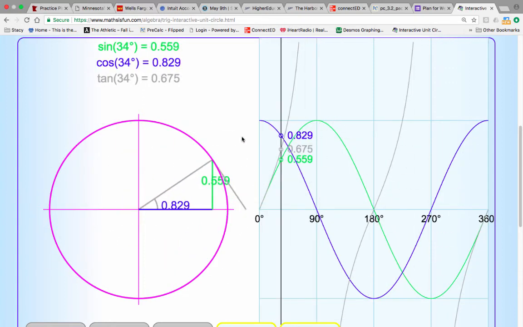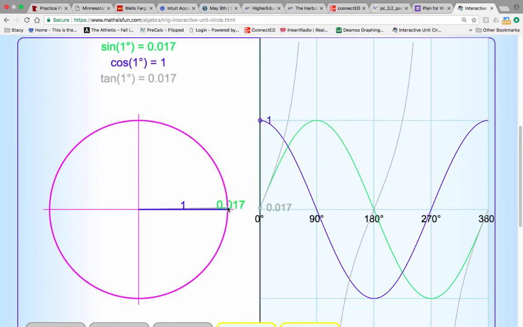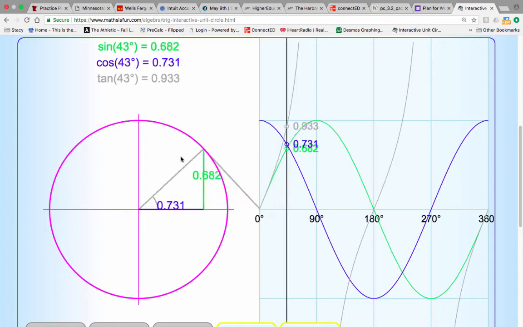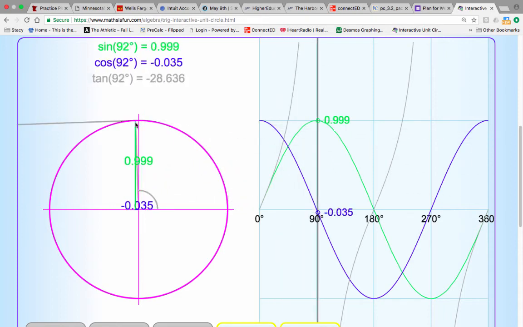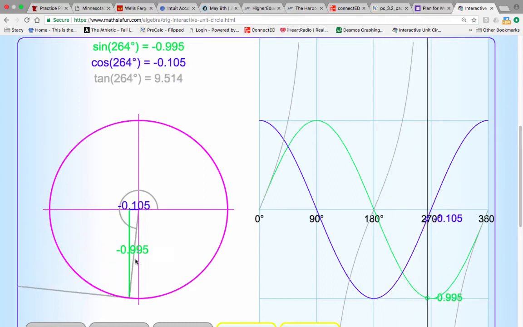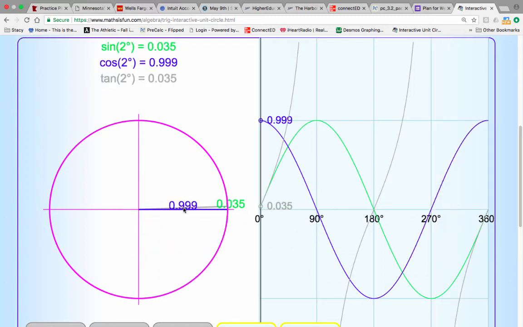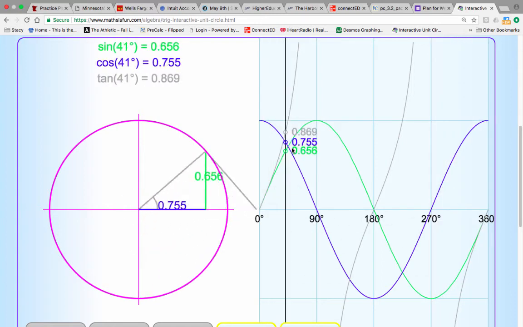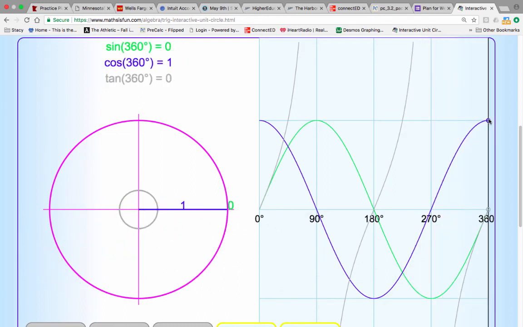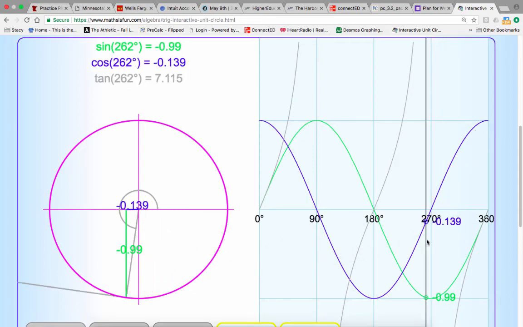Cosine, if you look at the blue one, let's look at the blue one now. The blue one tells me my cosine starts at 1, and I go up. At 90, I'm 0, the x-coordinate is 0. At 180, I'm -1, and at 270, I am 0, and then I come back and I'm 1. So I'm going through one rotation, one cycle. That means the period for sine and cosine is 360 degrees.